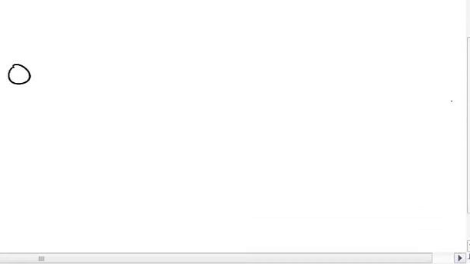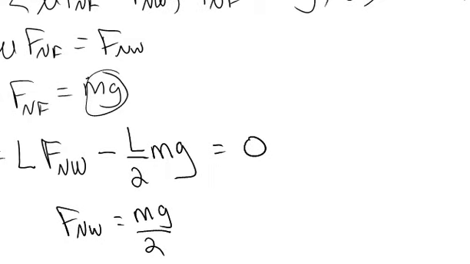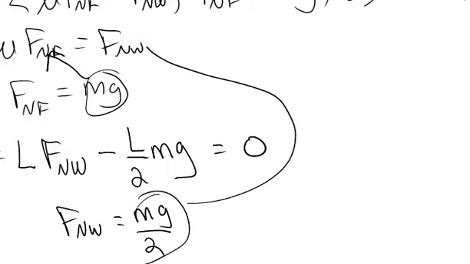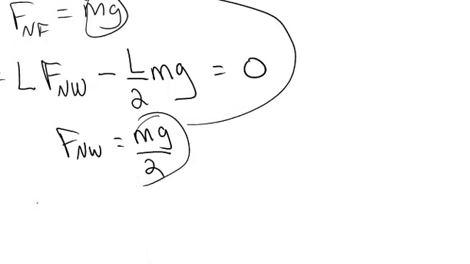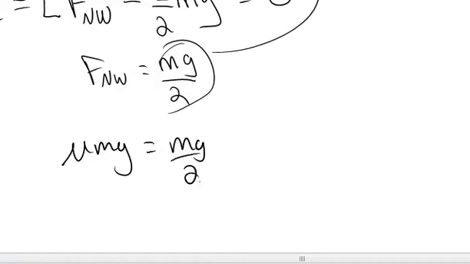All right, so going back to this equation right here, let's see, I can plug in mg for the normal force of the floor, plug in mg over 2 here. I get that mu times mg is equal to mg over 2, divide through by m, divide through by g, mu is equal to 1/2.